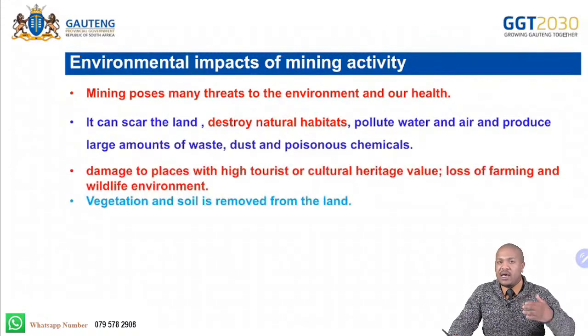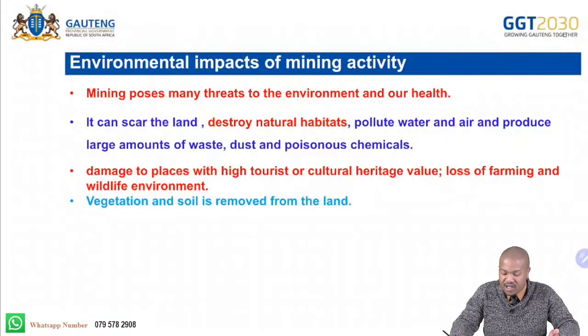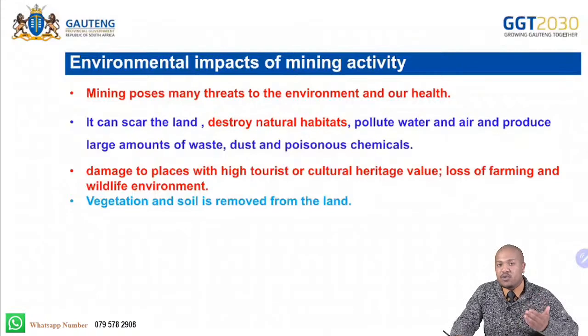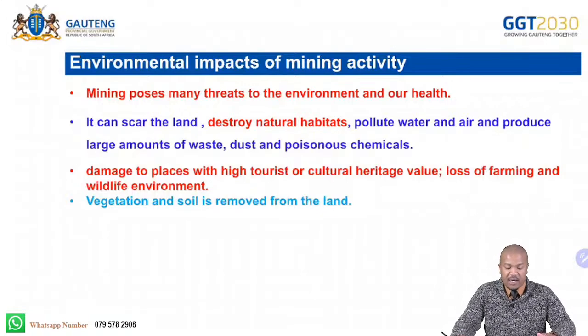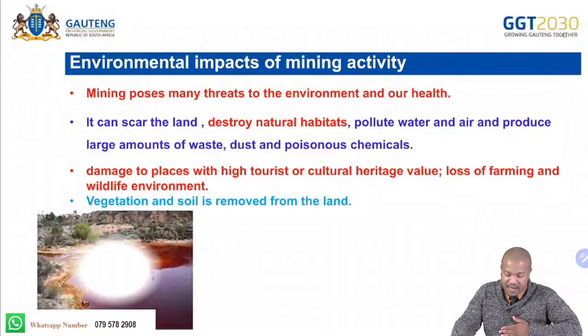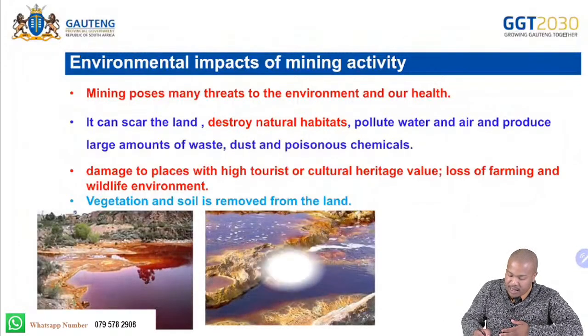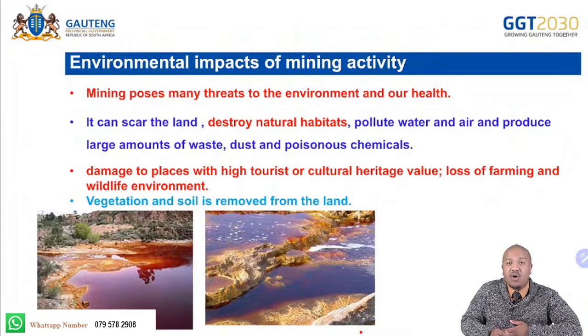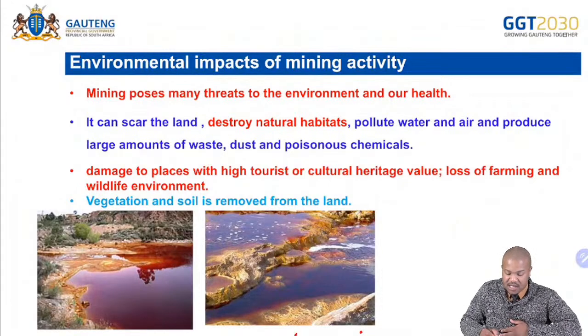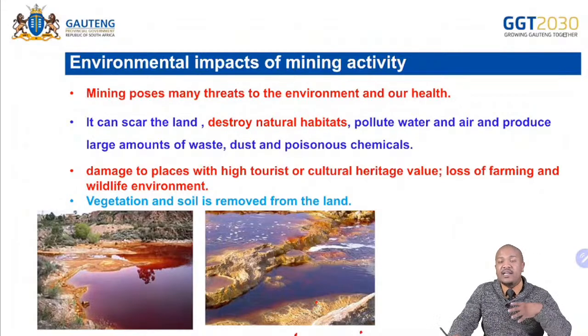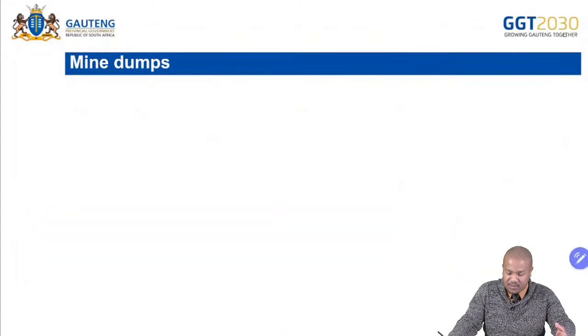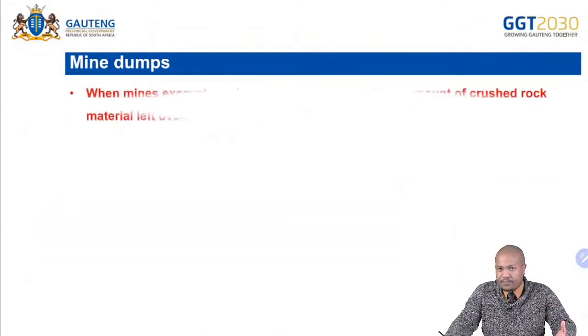And also it damages what? Places with high tourist or cultural heritage value, and it contributes to the loss of farming and wildlife environment, where we have vegetation and soil being removed from the land. These are pictures showing the negative impacts of mining activities. As you can see, the water is contaminated, the water is polluted, and it is a natural habitat for other living organisms, and now it is damaged.